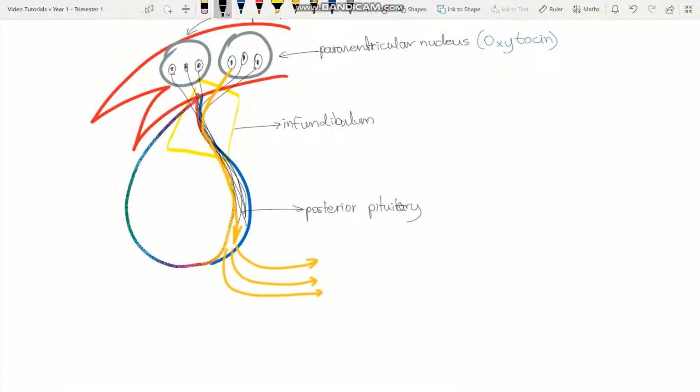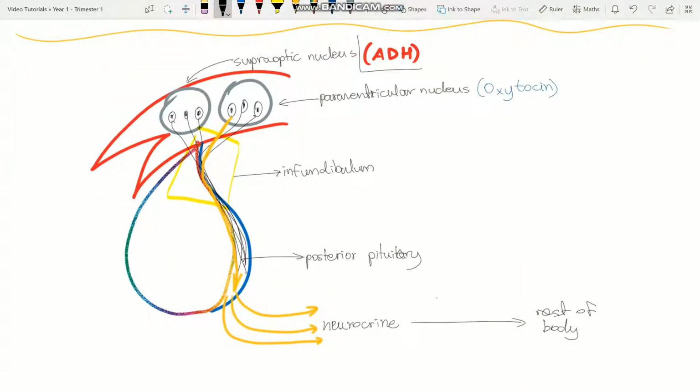This method of release is quite important because it's a type of endocrine signaling called neurocrine signaling. And neurocrine signaling is basically when a hormone in this case, or even a neurotransmitter, is directly secreted into a blood vessel in order to allow for the passage and the transportation of that particular hormone through the bloodstream. So there is a direct interface between the neuron axon cell bodies and the blood vessels, or venule in this case, that runs from the posterior pituitary gland to the rest of the body. And the same is the case for any of these two hormones.